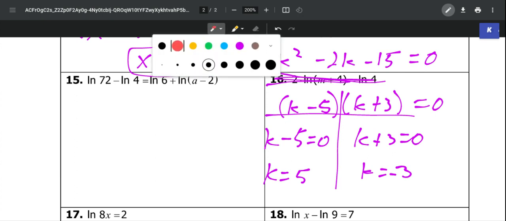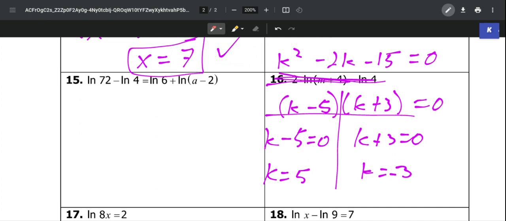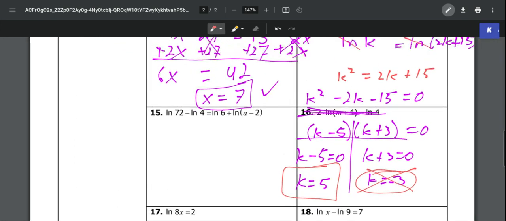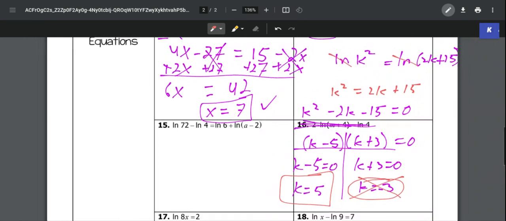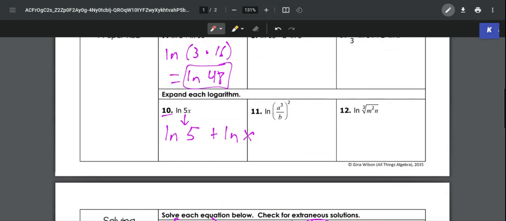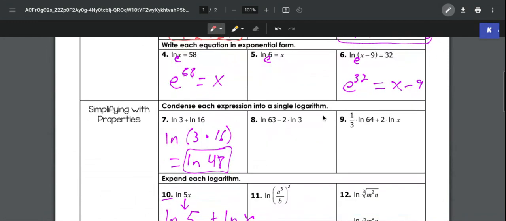The only thing you've got to watch for is plugging in your answers to check for extraneous solutions. When we plugged in k is equal to negative 3, it would not work, but k is equal to 5 would work. But like I said, that's exactly the same. We're not doing anything different here than what we did in the last section, except we just have an ln, which means a natural log. So that's the only thing that changes here. So I think you probably won't have too much trouble with this.